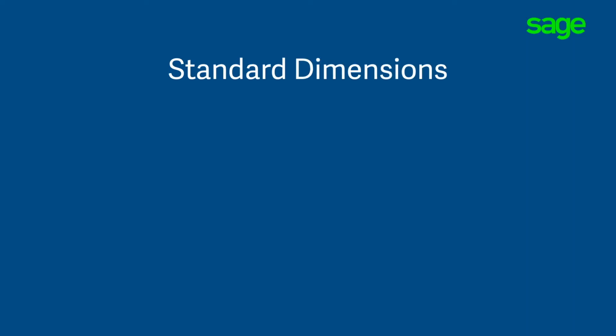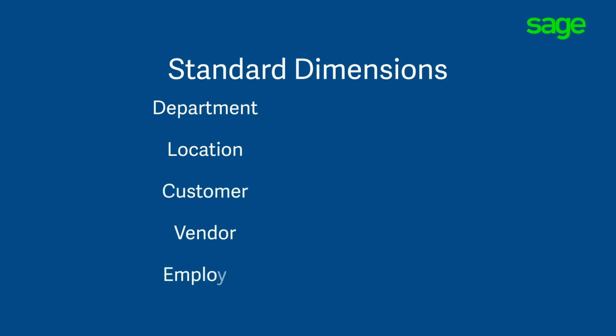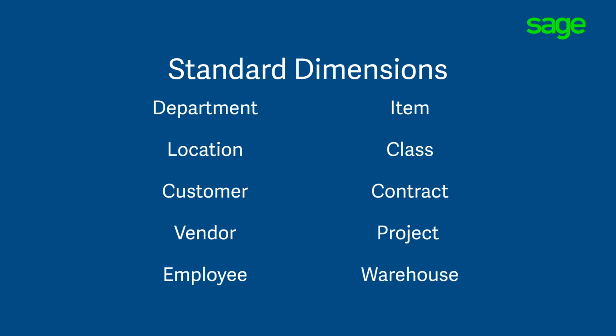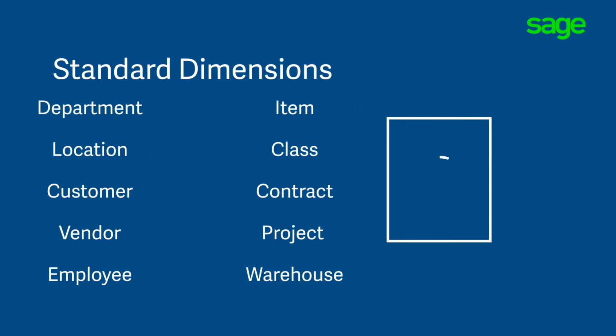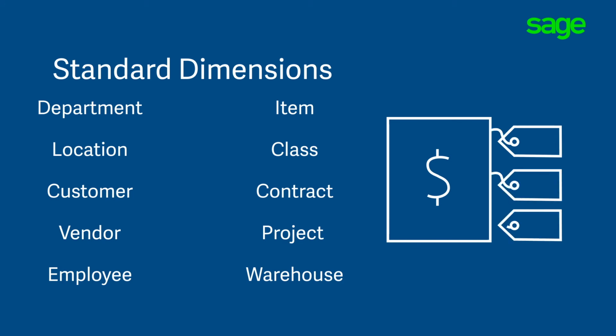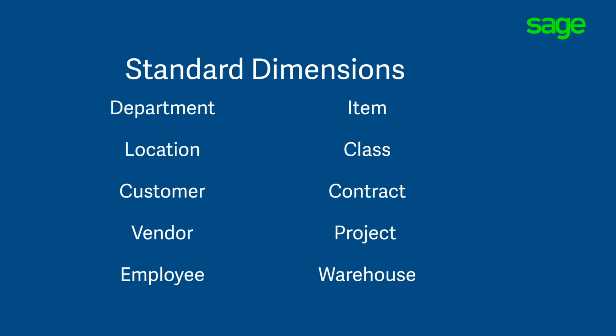Sage Intacct offers 10 standard dimensions. You can enable department, location, customer, vendor, employee, item, class, contract, project, and warehouse. The last 3 apply to specific modules. You can tag a transaction by any combination of the dimensions you choose to enable. You can also rename and repurpose standard dimensions.